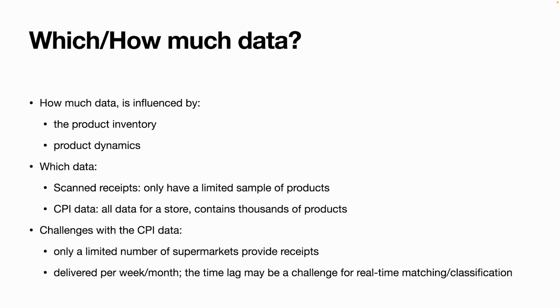Which data we can choose between the scanned receipts, which only have a limited sample of products, or the CPI data. This is all data for a store and contains thousands of products. However, the CPI data also have their challenges. Only a limited number of supermarkets provide the receipt text for their database. And the CPI data are only delivered per week or per month, and the time lag may be a challenge for real-time matching and classification.